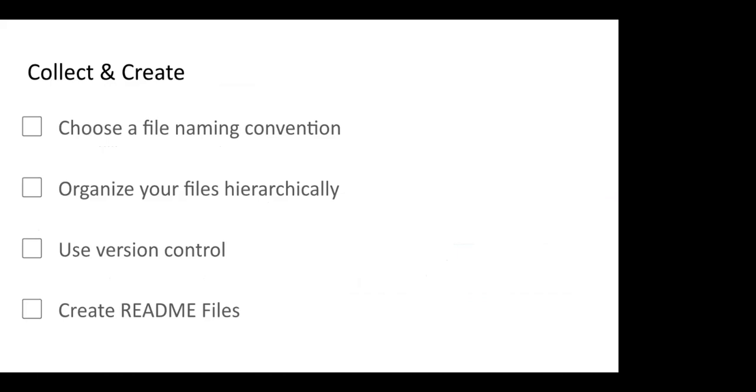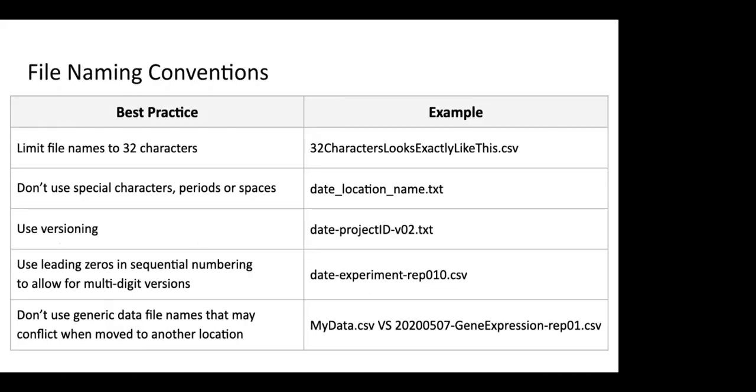So next is collect and create. While in this stage you will be concerned with collecting and creating data, you also need to think about how that data will be named, organized, tracked, and documented. File naming conventions are important to maximize access to your records. Ideally, you want to ensure your file names are descriptive and provide contextual information that allows the file to be identified outside of the folder where it is located.